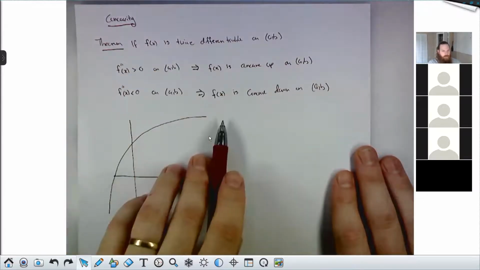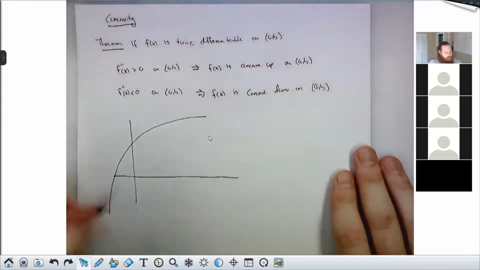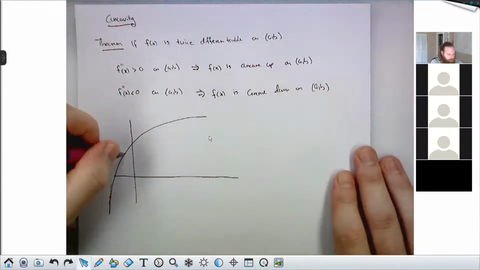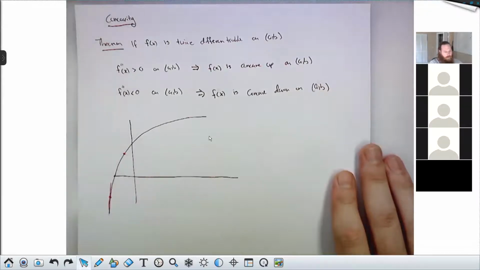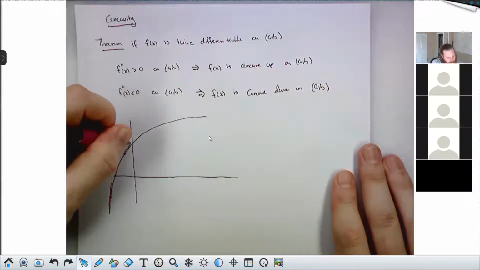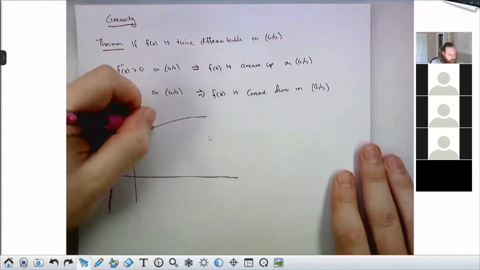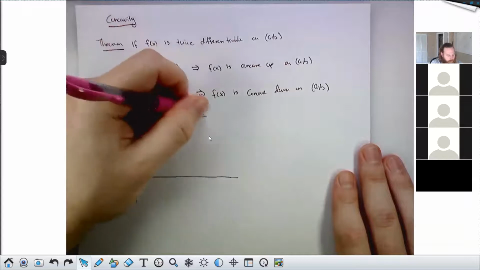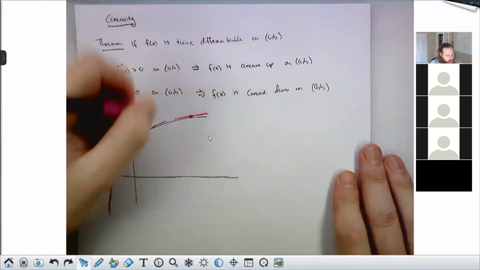Certainly it's increasing. But if you look at the slopes of the tangent lines, here, f primed is really big. Right? The slope of this tangent line is really, really large. Here, f primed is still positive, but it's not as big. Here, f primed still positive, but not as big. Here, again, f primed positive, but getting smaller.